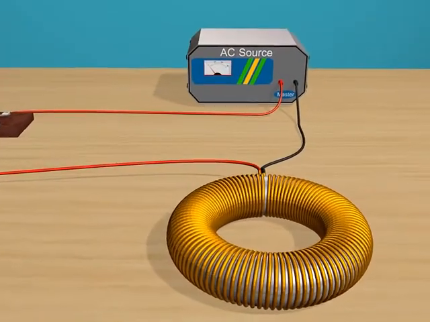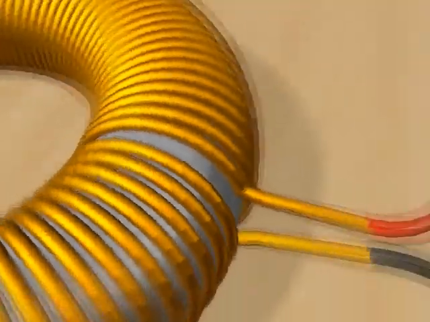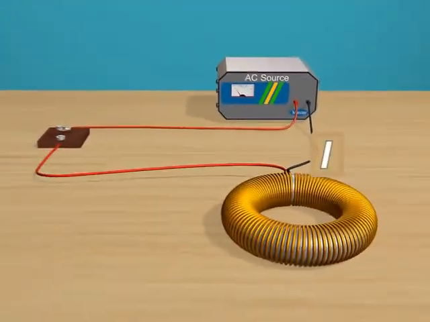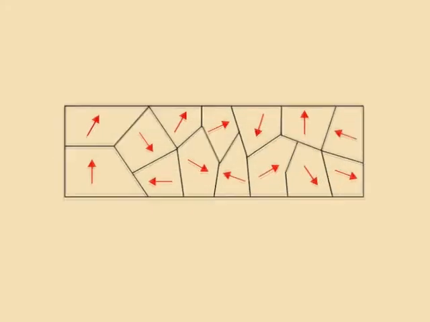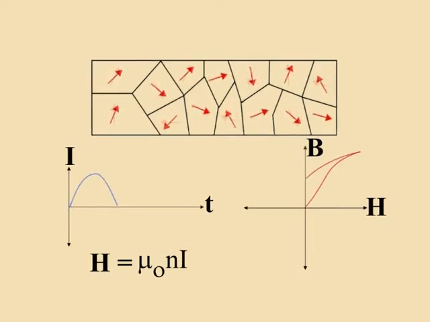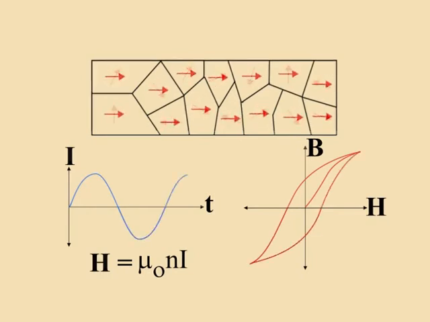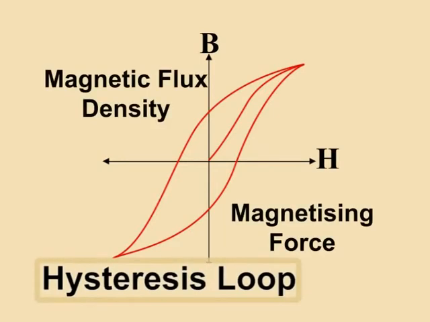To draw a hysteresis loop, let us consider a soft iron cored toroid carrying current I. If N is the total number of turns per unit length, then magnetizing force H is equal to mu naught N I. The value of H can be changed by varying current in the coil. You can see that when the iron cored toroid is subjected to a cycle of magnetization, the resultant BH curve traces a loop called hysteresis loop.